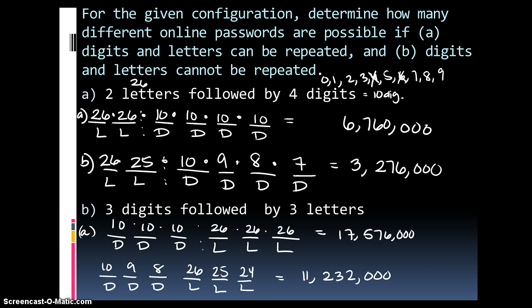Okay, so 3 digits followed by 3 letters. If they can be repeated, you should have 10 times 10 times 10 and 26 times 26 times 26. And this should be your answer when you multiply all those out. And then for digits that can be repeated and letters that cannot be repeated, you have 10, 10, 10, 26, 25, 24. And this would be your answer there. Check yours with mine, and then we'll continue.